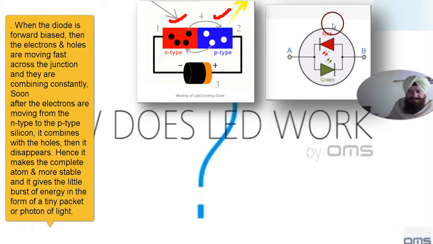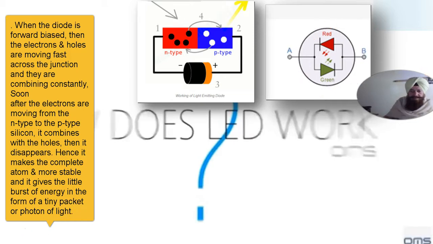Now here there's a red LED and a green LED. When there is a positive potential here and negative here, the red LED will give light. On the other hand, when positive comes here and negative here, the green diode becomes forward biased and the red becomes reverse biased. Then the green LED will give the light. So this is the LED, light emitting diode.